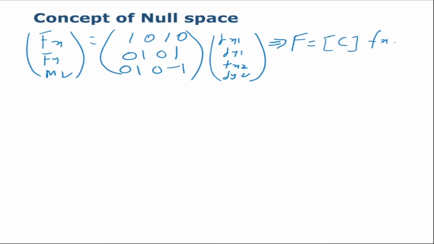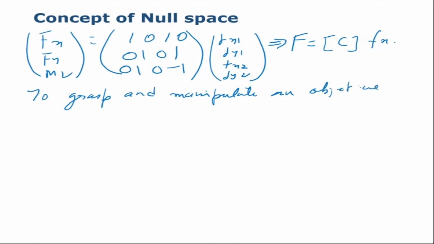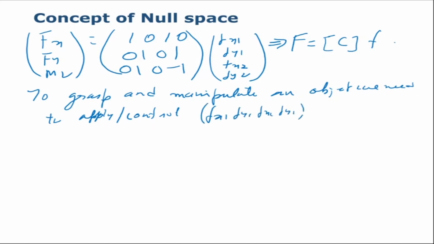So what is required? To grasp and manipulate an object, we need to apply and control the small f's. That means I need to control Fx1, Fy1, Fx2, Fy2 in order to balance these external forces or to move the object in some direction. So basically I need to know what is small f for a given capital F.